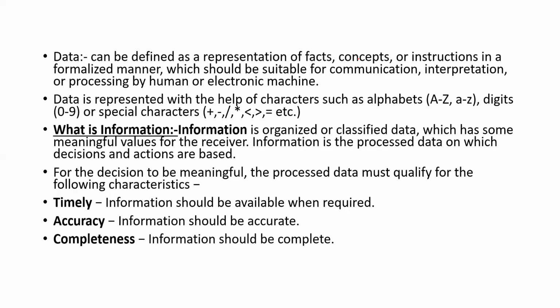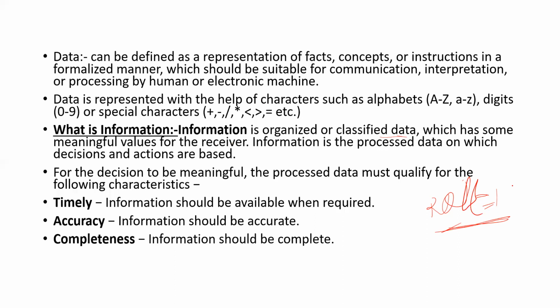Now talk about information. What actually is information? Information is nothing but organized or classified data. So when the data is processed, it gives information. How is information different from data? Data does not have any meaning, but when data is organized or processed, it produces information which has some meaningful value for the receiver. If I say 1, nothing will be understood from there. If I write roll number is 1, then anybody can understand that the student roll number is 1. So we are giving it in a meaningful way. That is the information.